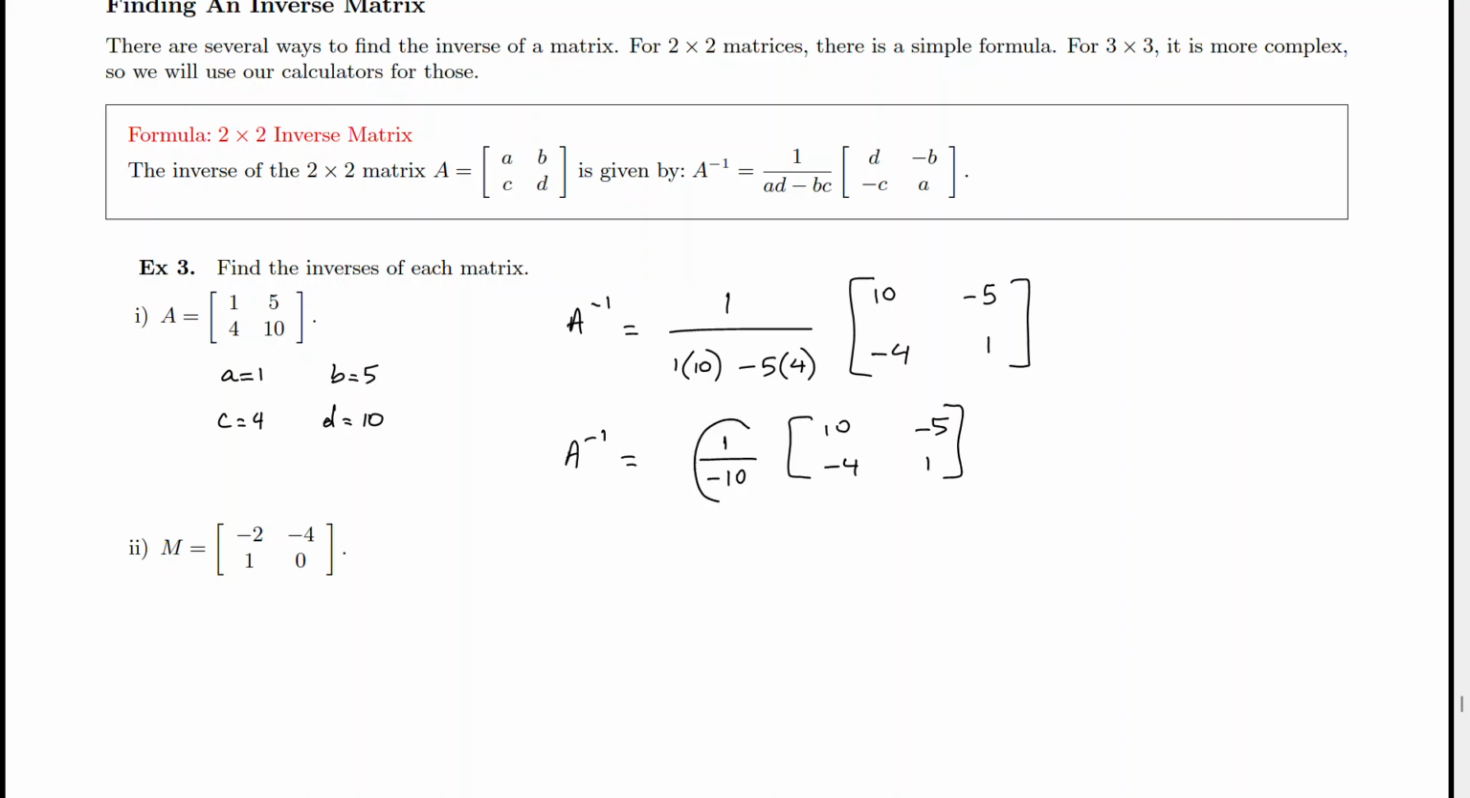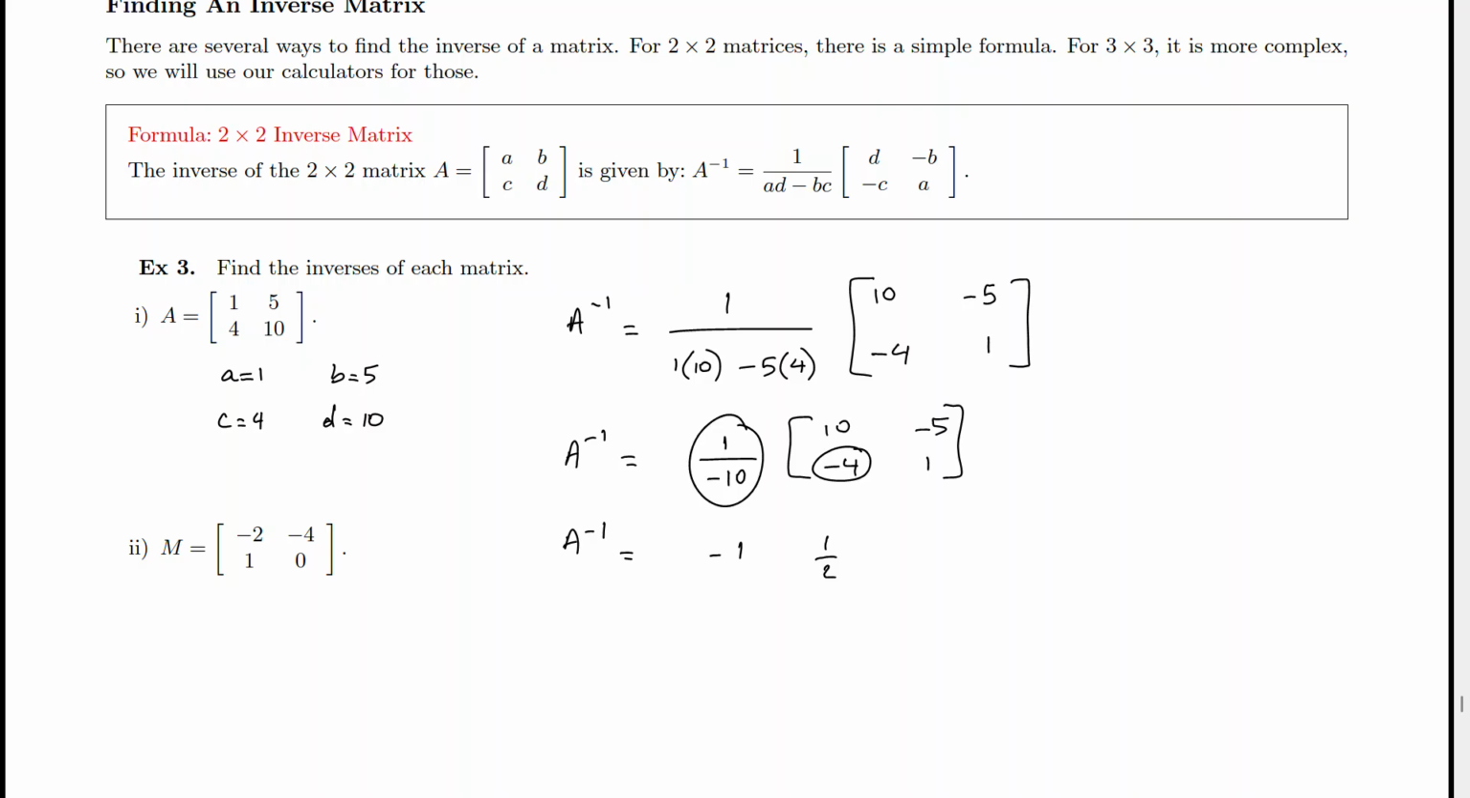And if we want, we can take the scalar value and multiply it all the way inside into every entry. So that means that A inverse will be a negative 1 because negative 1/10 times 10 is going to be negative 1. Then negative 1/10 times negative 5 will be just simply 1/2. Then we'll multiply negative 4 with the negative 1/10.